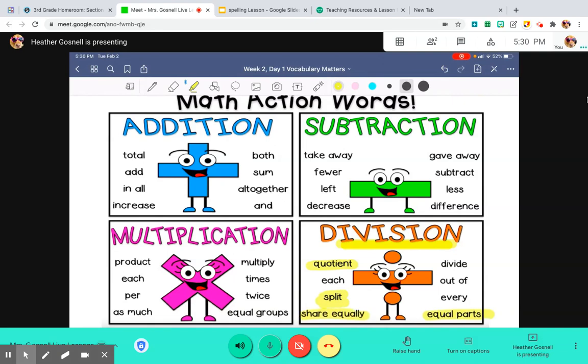So we know all four operations. So we're ready to go to the next level. We're ready to know what to do when we see these action words in a word problem. Let's focus. We're going to focus, and we'll come back to division, but we'll focus on addition. Now, you're third graders. You've been working on addition for quite some time in your life. That's nothing new. Some addition action words are total.